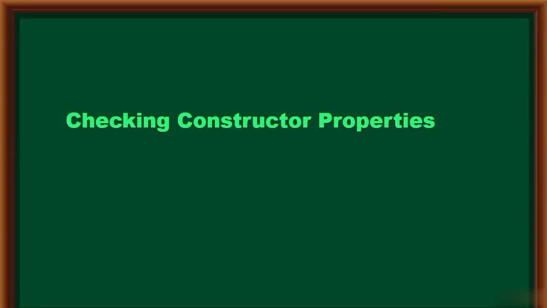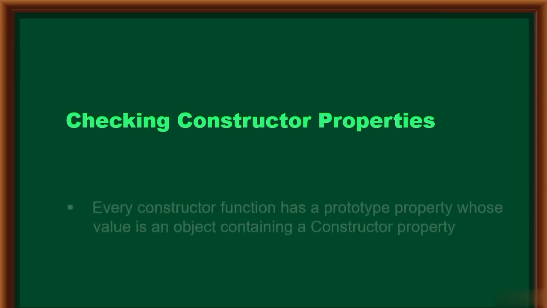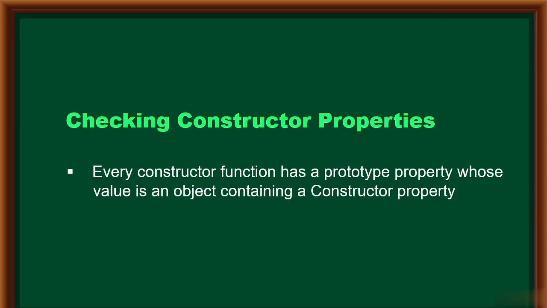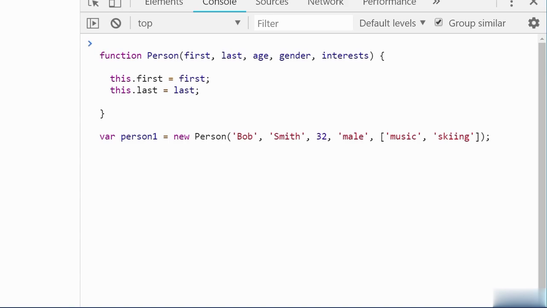I'll be showing you how to check a constructor's property. Every constructor function has a prototype property whose value is an object containing a constructor property. This constructor property points to the original constructor function. So I've got an example of a constructor function I've created here.